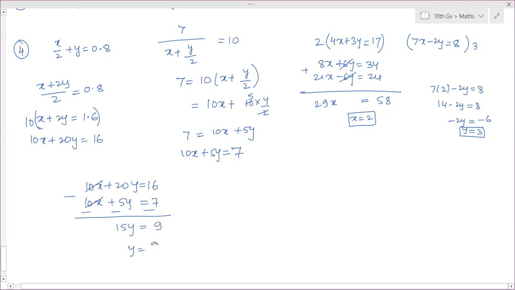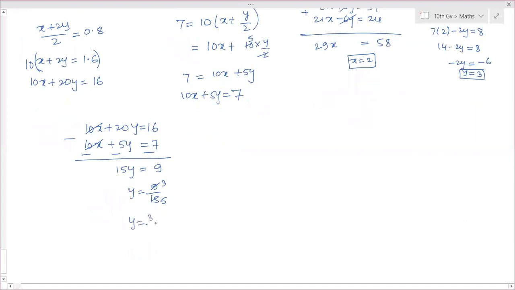So y is equal to 9 by 15. 3 3s are 9, 3 5s are 15. So y is equal to 3 by 5. If you want to convert it to decimal, it can be easily done. That is equal to 0.6.